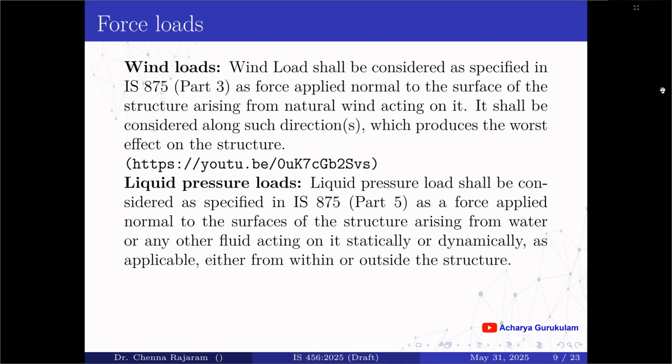Wind loads shall be considered as specified in IS 875 Part 3 as a force applied normal to the surface of the structure arising from natural wind acting on it. It shall be considered along such directions which produce the worst effect on the structure. The wind load calculation procedure with an example is given in the below YouTube link. You can watch the YouTube video here.